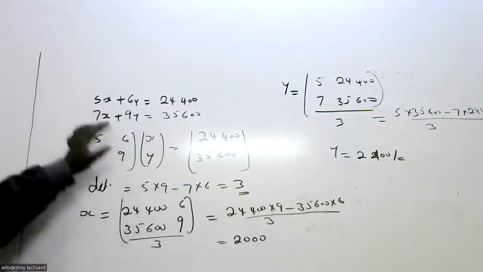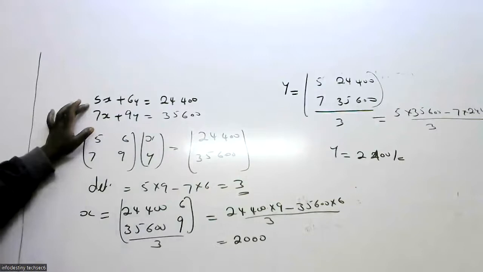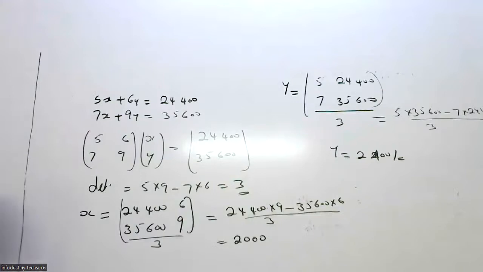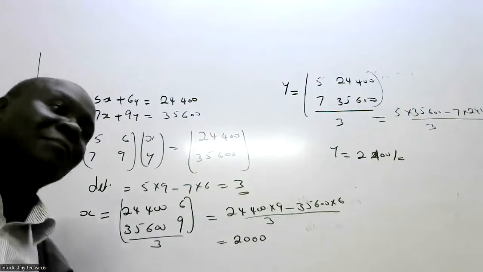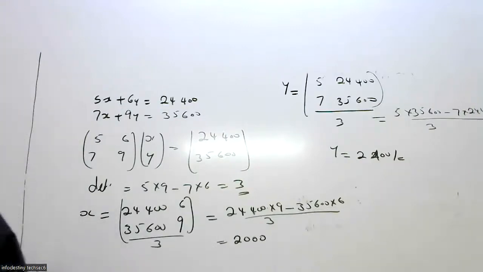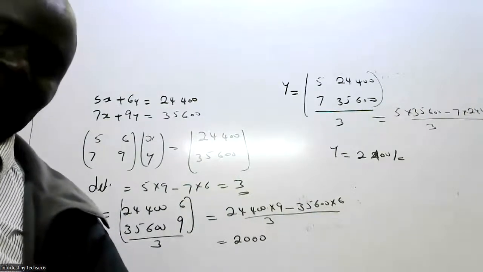So we can just come here to test if it's true. 2 times 5 is 10, in thousands. And then 6 times 2,400. If you add... Because when they say use the matrix method, you can use any. But when they specify it, then you must use that.